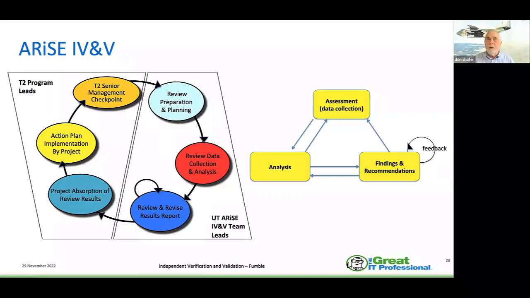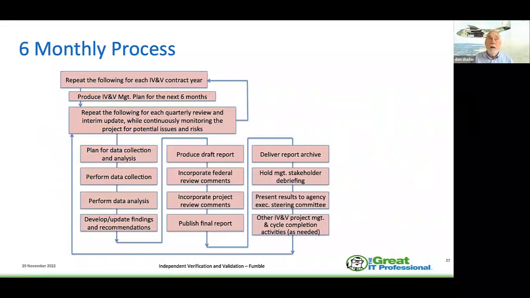So we were constantly doing analysis, putting together findings and recommendations, and doing assessments of what was going on. Each time we came back in, we could look at usually about 5 months' worth of progress and where things were. That's what started setting off flags, as we realized right away they were not addressing the issues that we found. So the 6-monthly process produced the IV&V management plan for the next 6 months, repeated for each quarterly review.